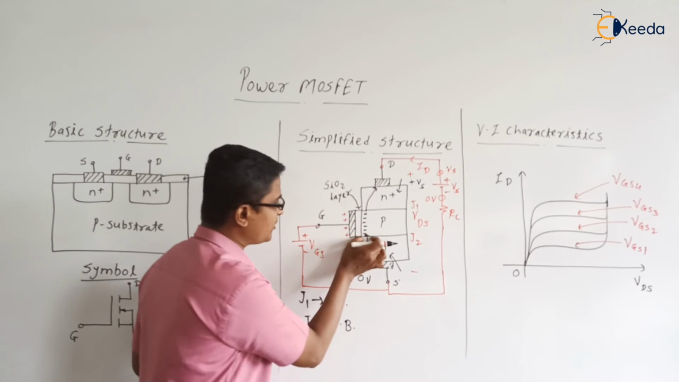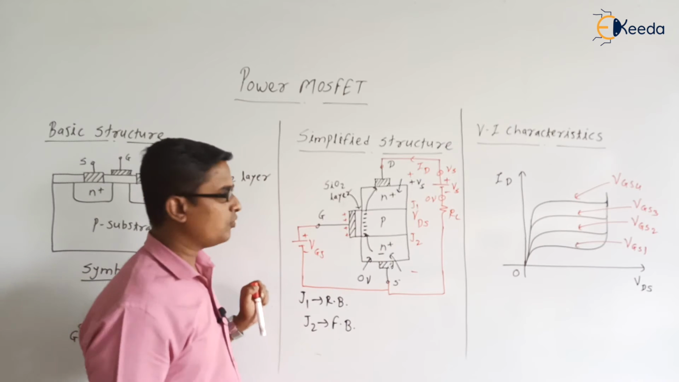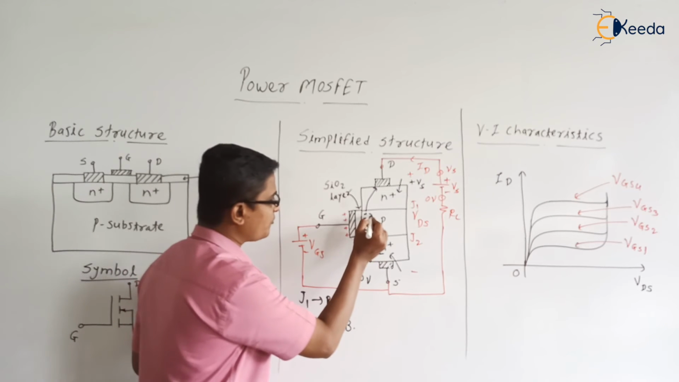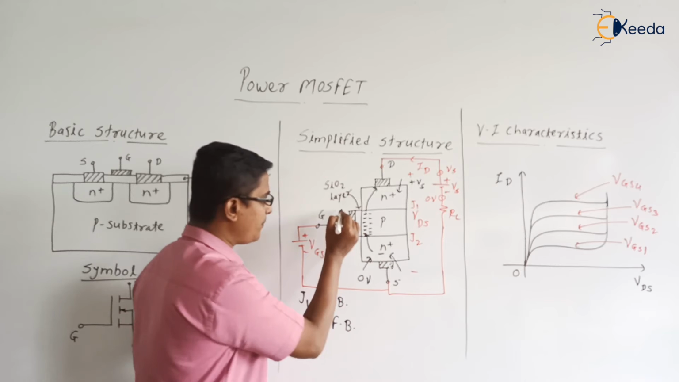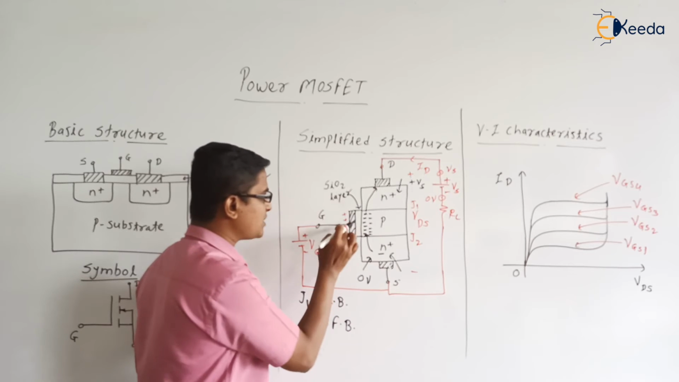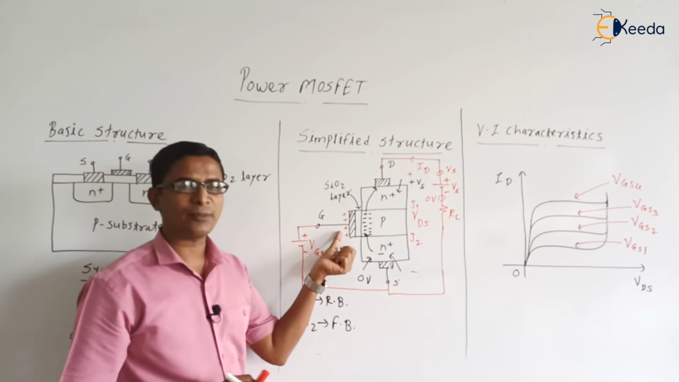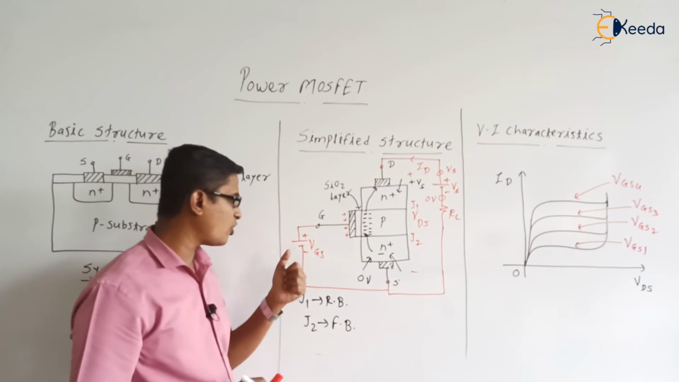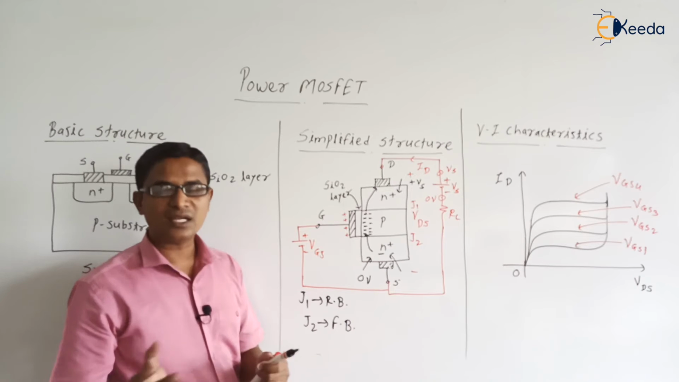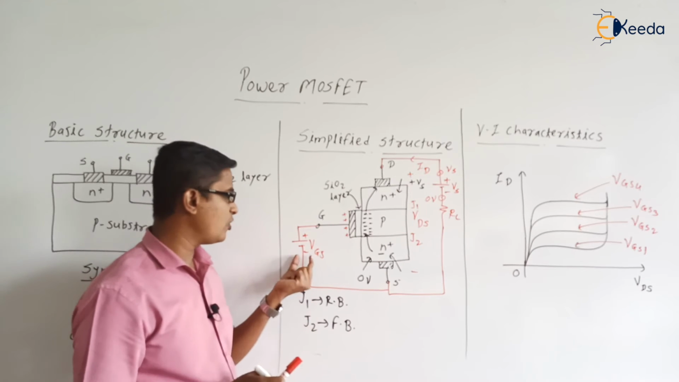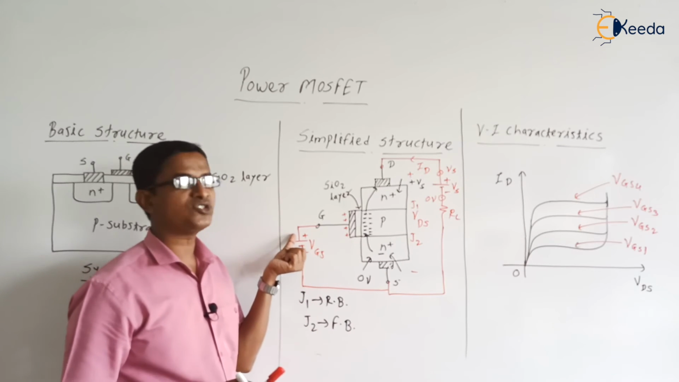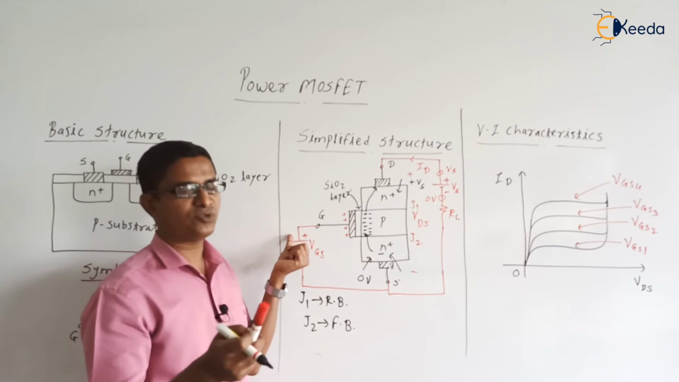Yes, due to the formation of this channel. Now, does the width of the channel depend on the positive charges present here? Definitely. And the positive charges present here depend on the magnitude of VGS. The higher the value of VGS, the higher will be the positive charge carriers at the positive plate of the VGS.